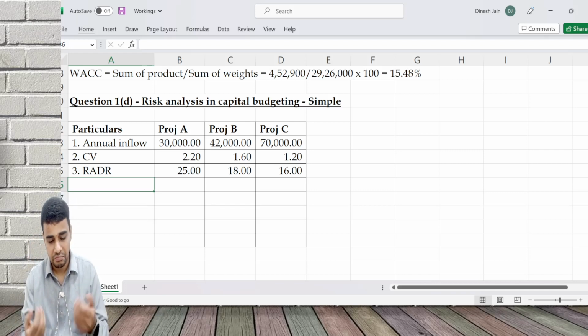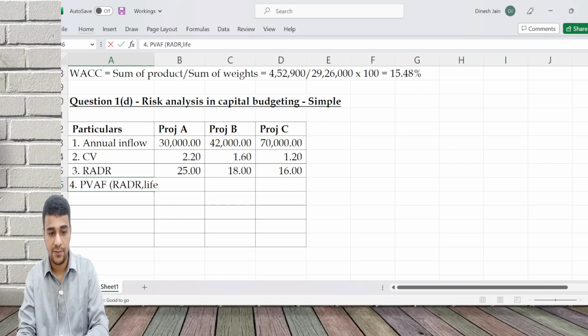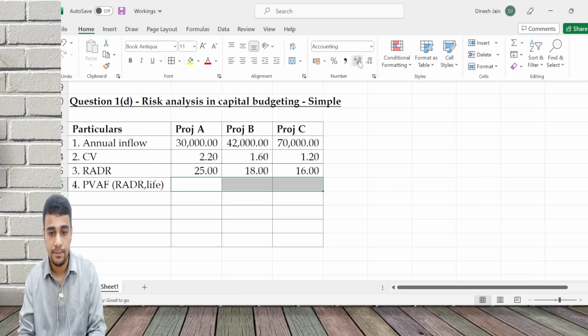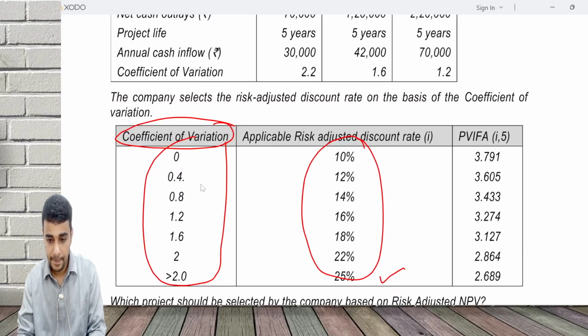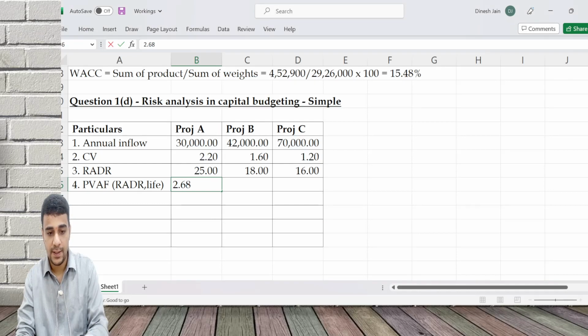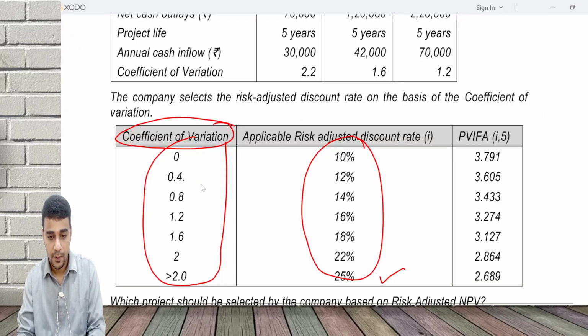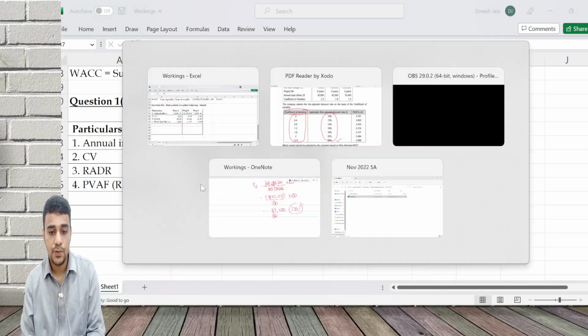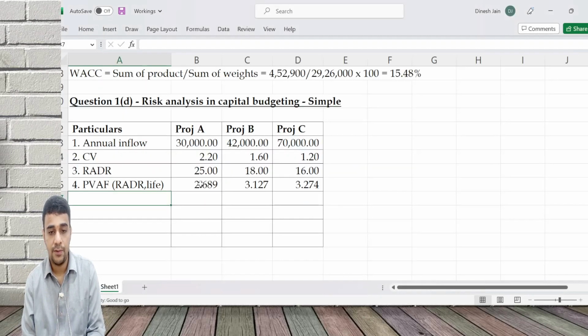For whatever RADR, with life of 5 years, the annuity factor is also there in the question. For 25%, 2.689. For 18%, 3.127. And for 16%, 3.274.